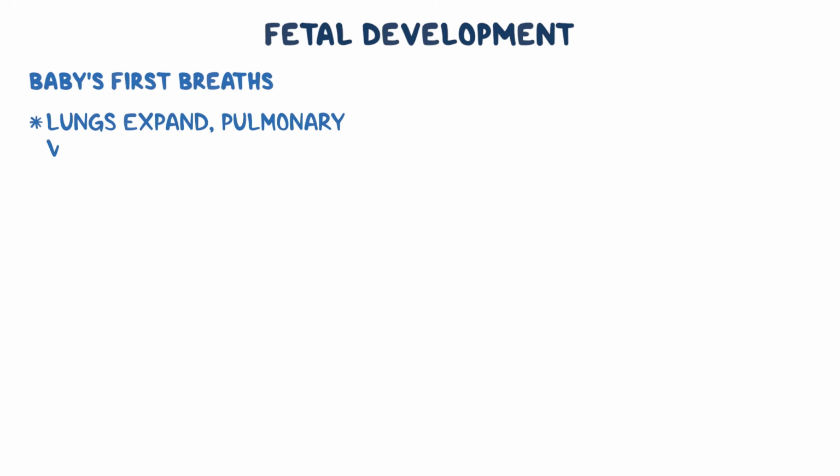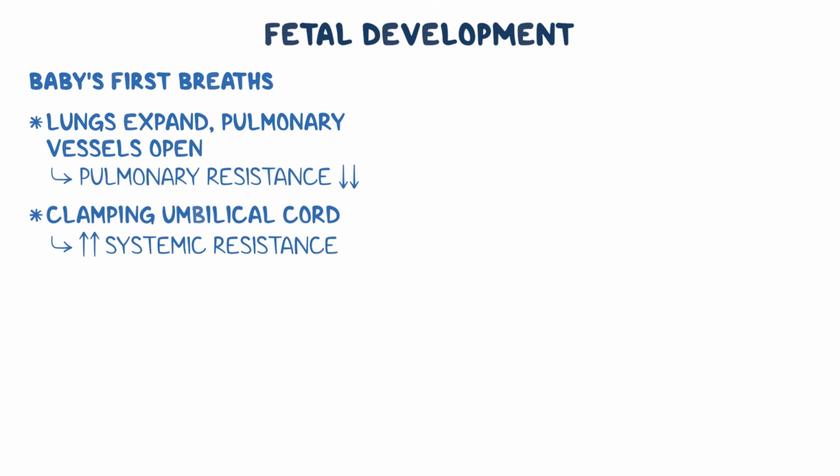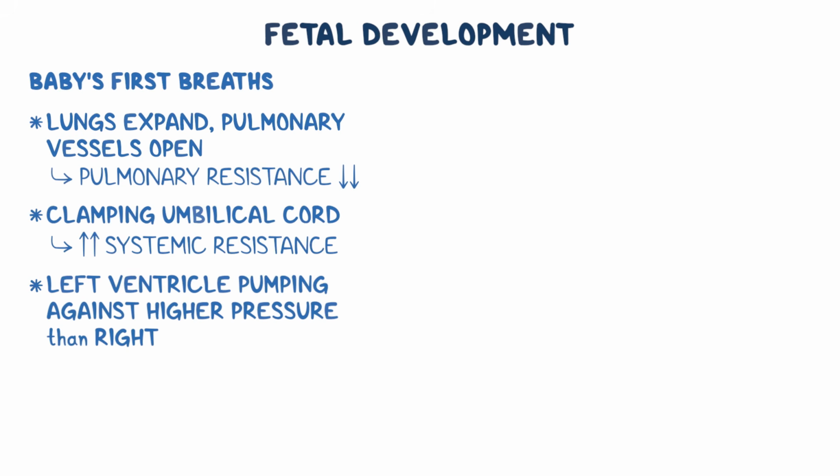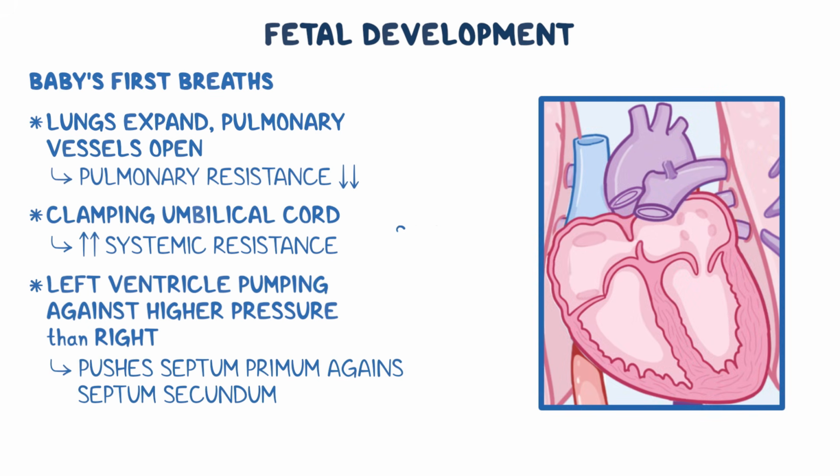However, everything changes with the baby's first breaths. As the lungs expand, the pulmonary vessels open, causing pulmonary resistance to drop. At the same time, clamping the umbilical cord takes the placenta out of the circulation, removing its low-resistance pathway and raising systemic resistance. At this point, the left ventricle starts pumping against a much higher pressure than the right ventricle. This pressure difference between the two sides of the heart pushes the septum primum against the septum secundum, sealing off the foramen ovale.